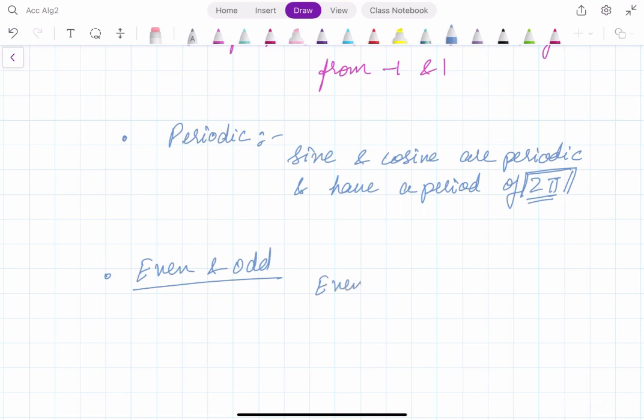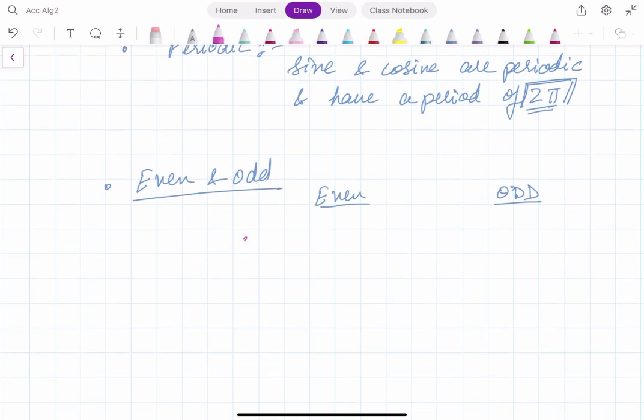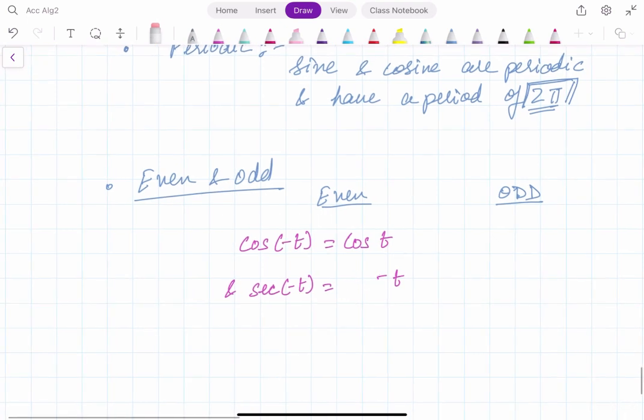Even and odd functions, this is also very important. So if I categorize into two, even and odd, the cos function is even, which means cos of -t will give you cos t. And in the same way, secant of -t will give you positive secant t, because if cos is even, secant is also even.